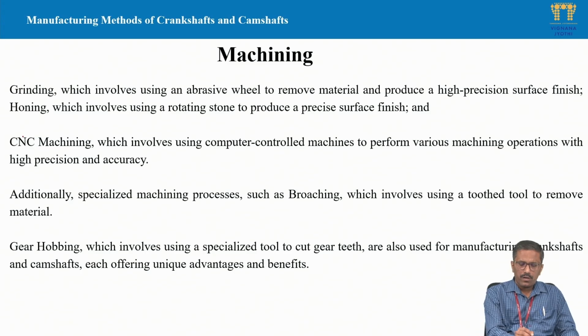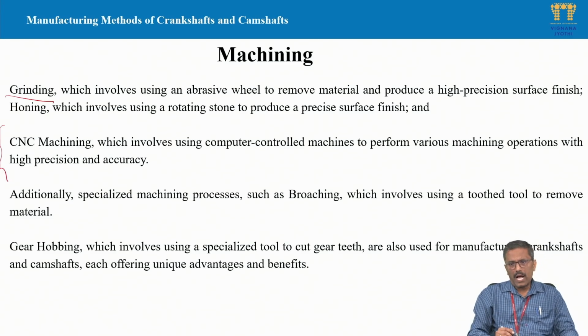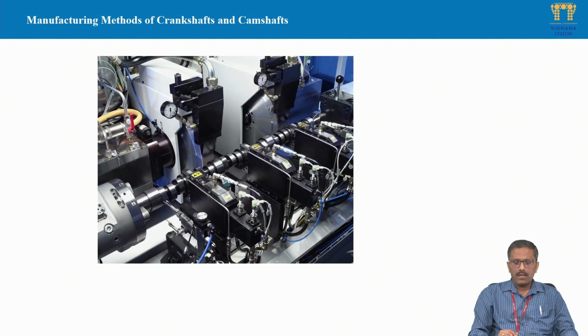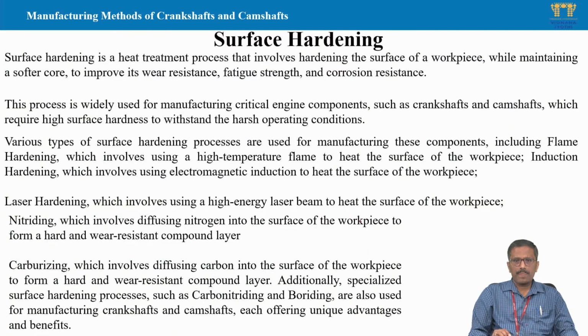After primary machining process, we go for grinding process for further finishing of the component. And nowadays we are also using CNC machines to make it quicker and get a good surface finish. And then additionally we go for broaching process for final finishing of the camshaft and crankshaft. This is the camshaft, you can see here, and it is being machined on a CNC lathe machine.